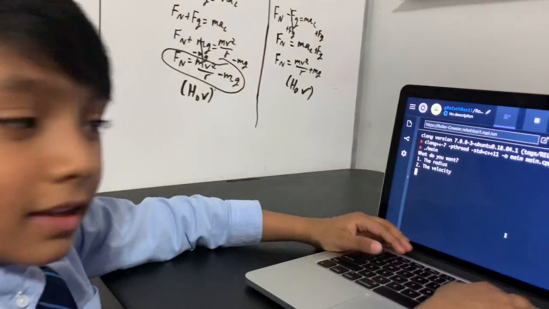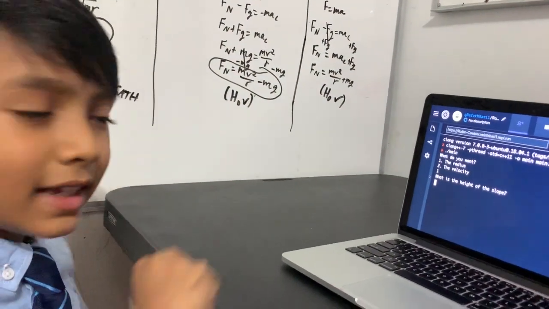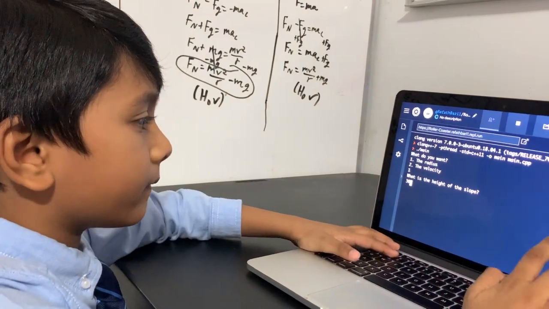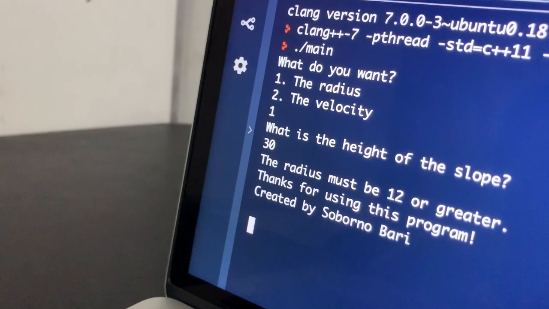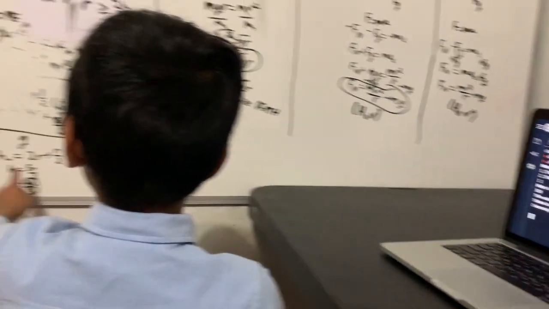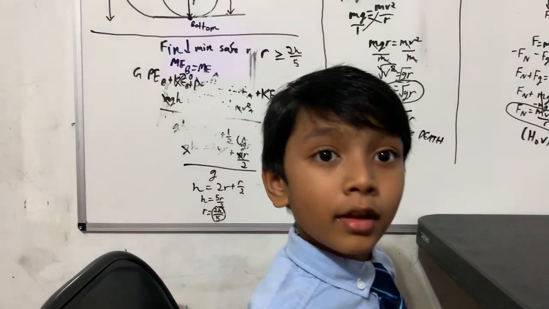So, let's start with one. The radius, the height of the slope. Let's say it's 30. The radius must be 12 or greater. That's correct, since 30 times 2 here is 60. 60 divided by 5 is 12.